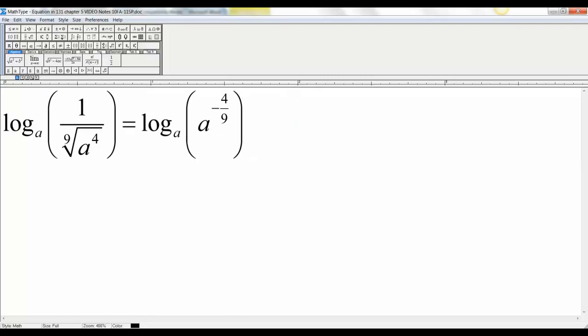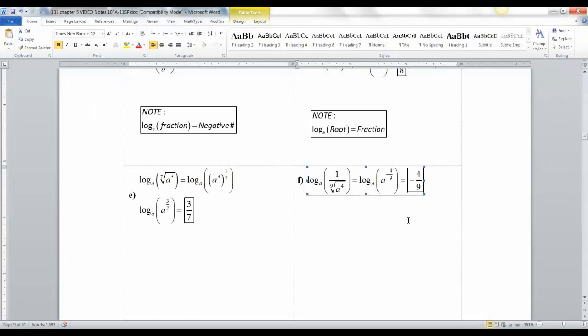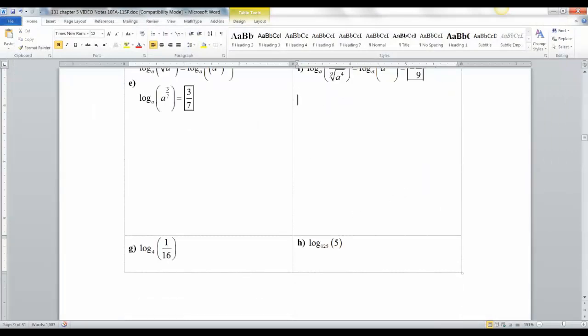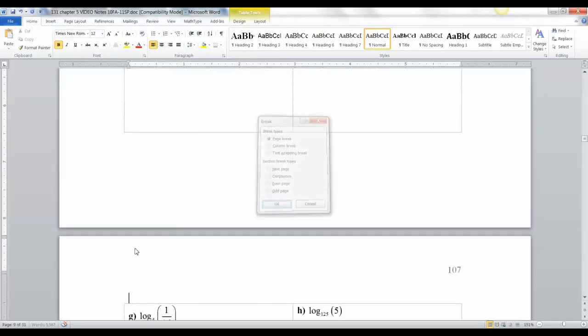Oh, you probably like it here. The negative can be on top. It can also be out in front. Either way, it's fine, just as long as you have a negative in there somewhere. Now, these are actually the start of the next page. I'm not sure how they ended up here, but that's okay. We'll put them down there.